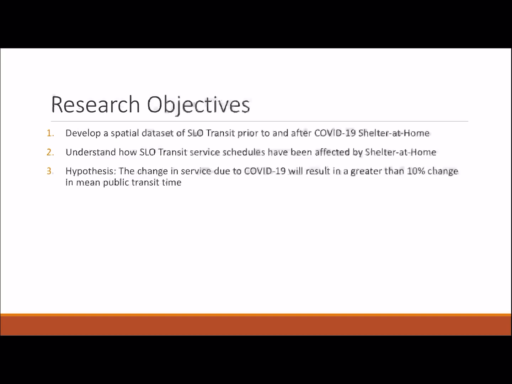My second objective was to understand how SLO transit service schedules have been affected by the shelter-at-home order. This means that I will use GIS to understand how destination access has been affected by shelter-at-home. Finally, my research hypothesis states, as a result of changes in services due to shelter-at-home, there will be more than a 10% increase in mean travel time while using SLO transit.